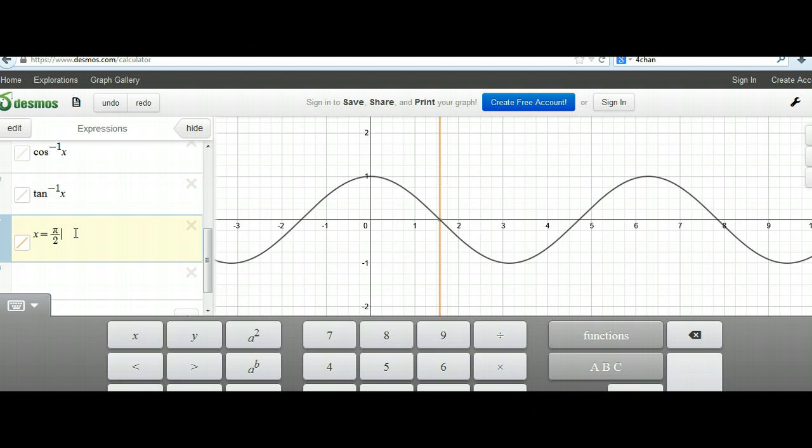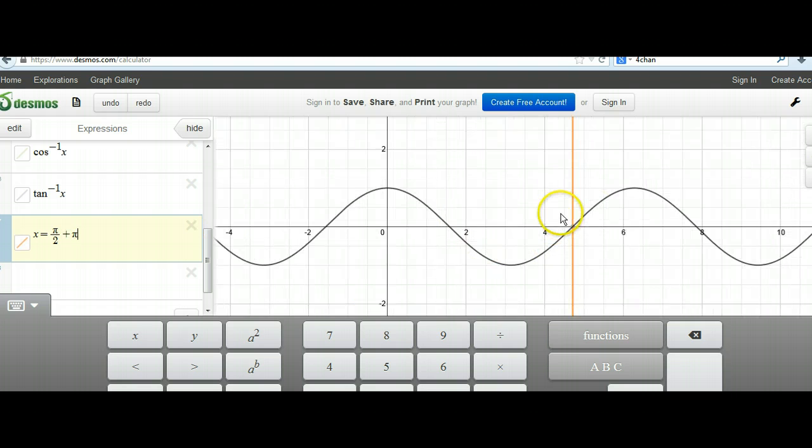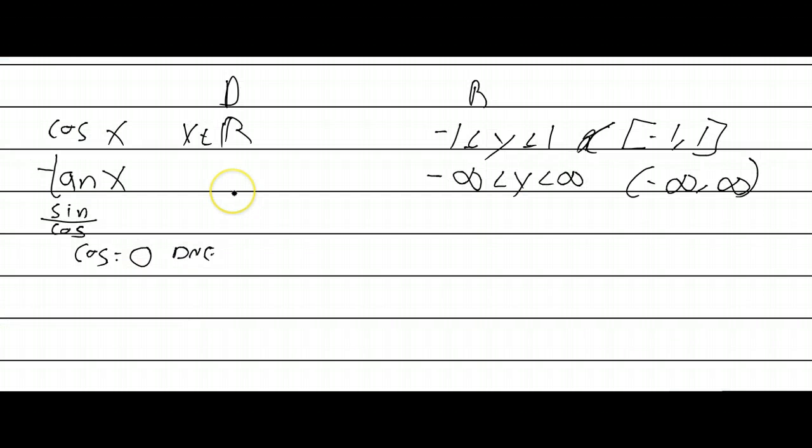And we're going to add another pi. That gives you this 0. Then we add another pi. So let's make this 2 pi. It gives you this 0 here. So pretty much we just keep adding pi to pi over 2, and that is where it cannot equal 0.